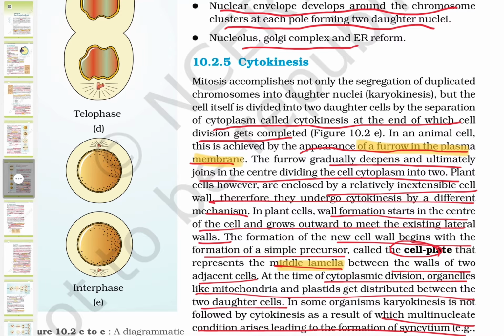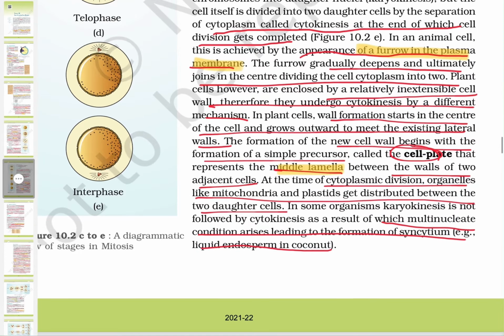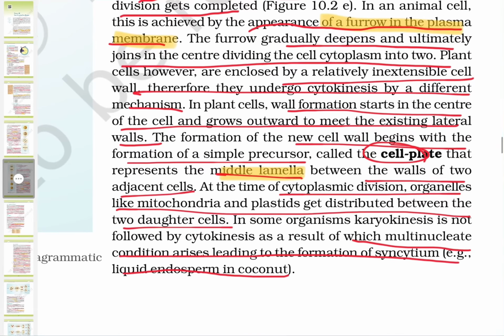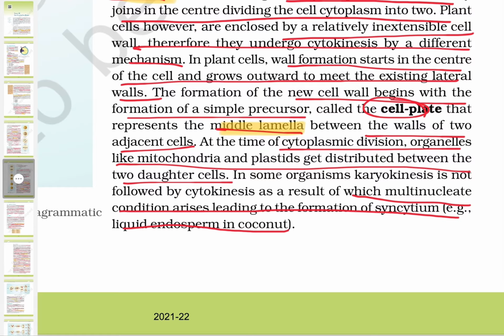But plant cell में because it has an inextensible cell wall, therefore it undergoes cytokinesis by a different mechanism. Formation center से चालू होता है and goes outwards to meet the lateral walls. So new wall begins with the formation of a precursor cell plate का formation होता है, which represents the middle lamella between the walls of two adjacent cells. Now at the time of cytoplasmic division, organelles like mitochondria and plastids they also get distributed between the daughter cells.